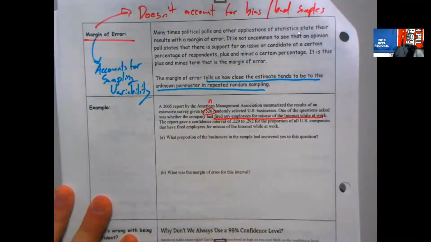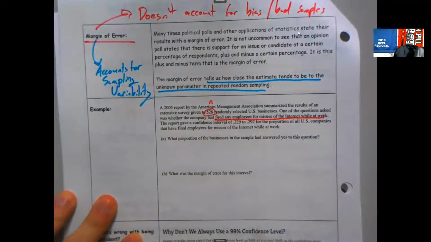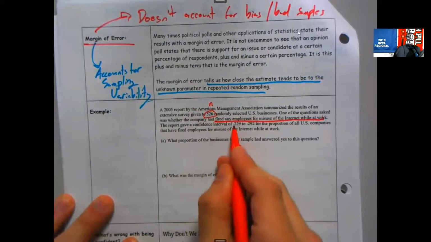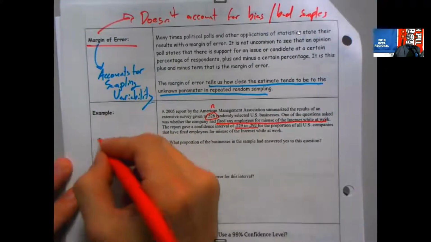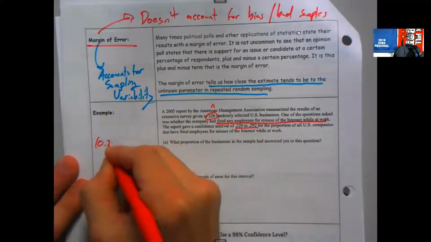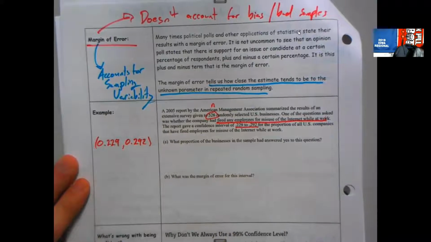All right, good. Might underline the proportion of interest. What is this proportion? Proportion to have fired employees. Gave a confidence interval of 229 to 292. Sometimes we'd write that as 0.229, comma 0.292. So that is our confidence interval.